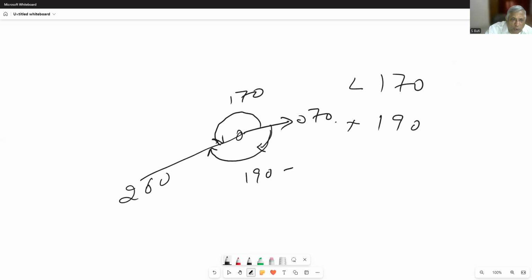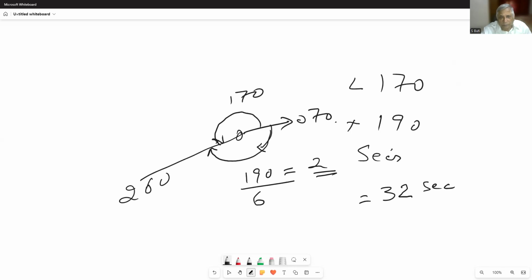And now he could ask you that if you are turning at rate 2, how many seconds will you require? Rate 2 is 6 degrees per second. So divided by 6. So roughly 32 seconds. 6 3s are 18, 1 10, 32 seconds. So these are the type of questions which you may be asked in the examination on turn and slip indicators.